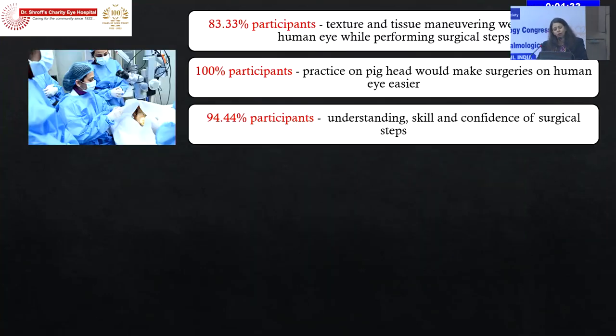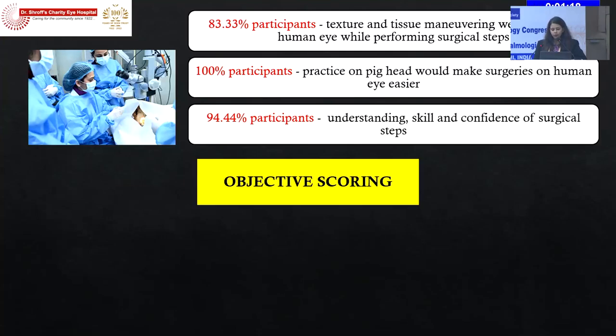And when we took the assessment from the trainee side, they felt that the texture and tissue maneuvering was similar to the human eye. They felt that the practice on the head would make their surgeries more helpful on the human eye, and they had a better understanding and confidence of the surgical steps.